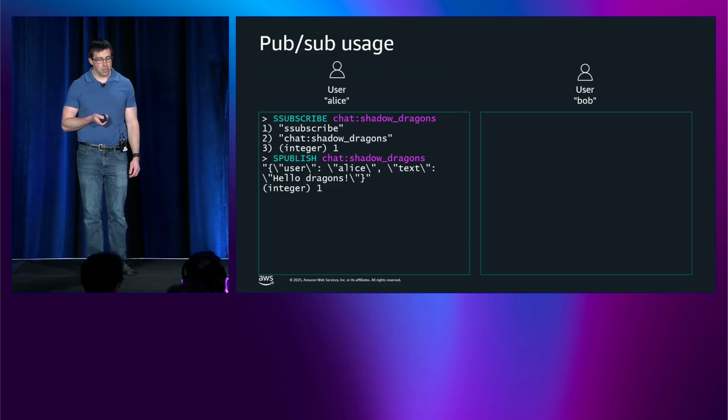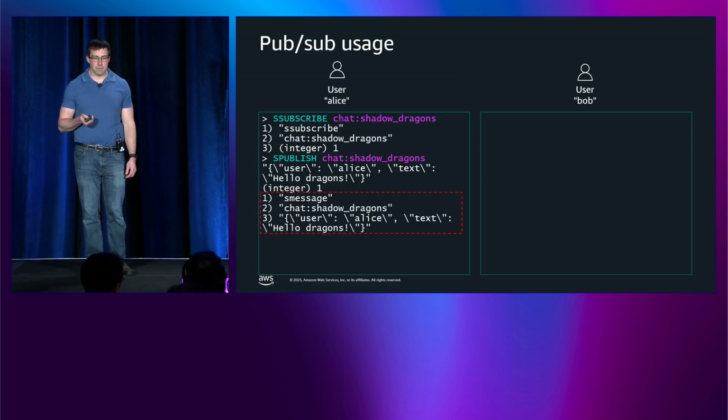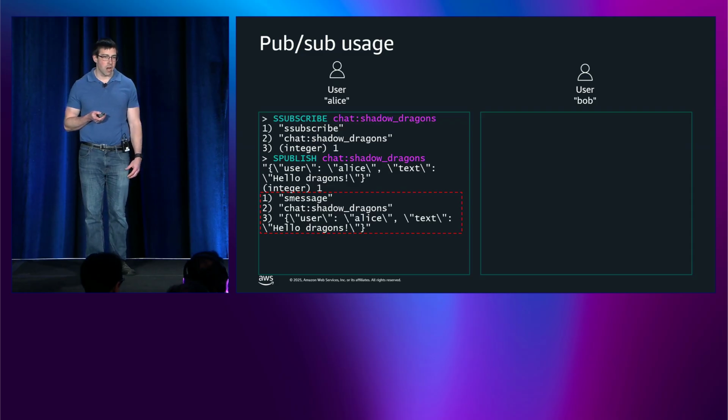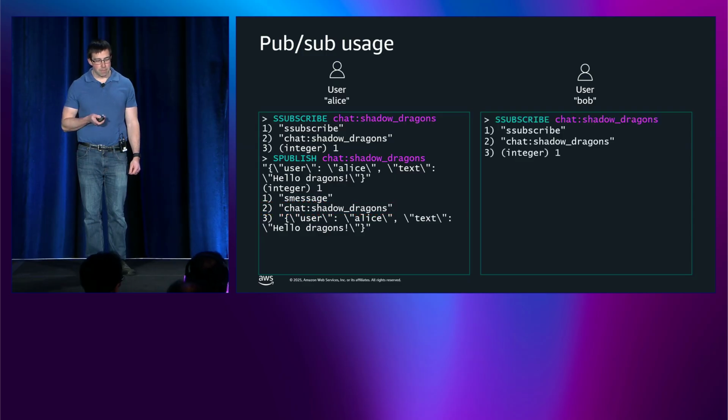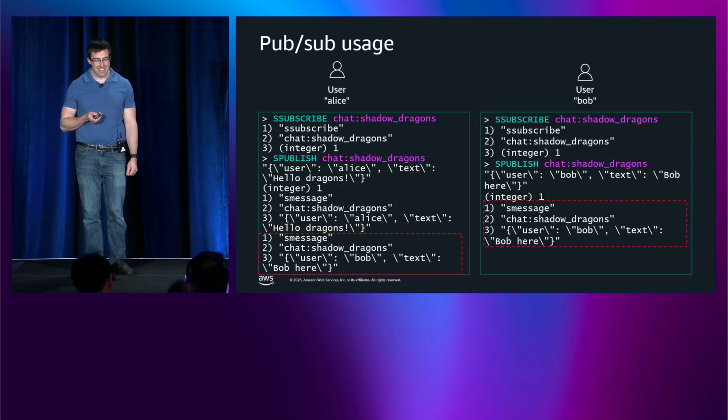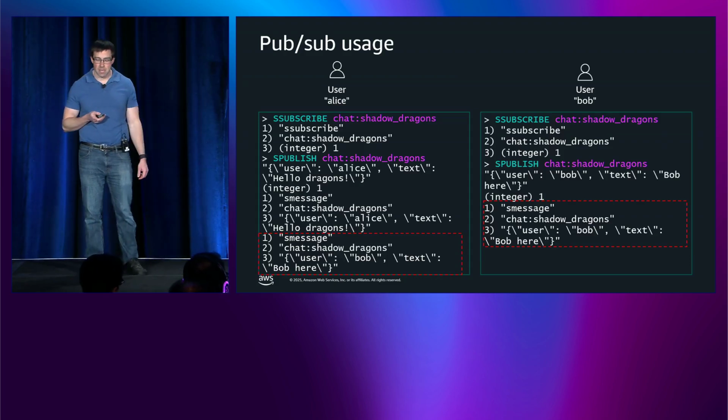So we'll do publish. We'll get back a 1 saying it's been successfully done, and then immediately after that, we would get this message because Alice is also subscribed to that topic. And the message has in it the topic that it was published to, as well as the actual message that the publisher sent. Meanwhile, Bob can come along and subscribe to it, similar to how Alice did, and then do a publish, saying Bob here, and then that message shows up on both of them because they're both subscribed at the same time.